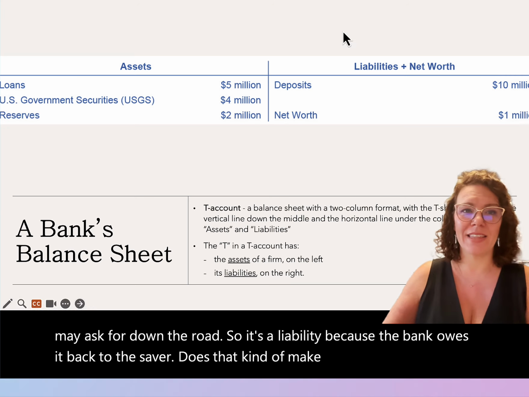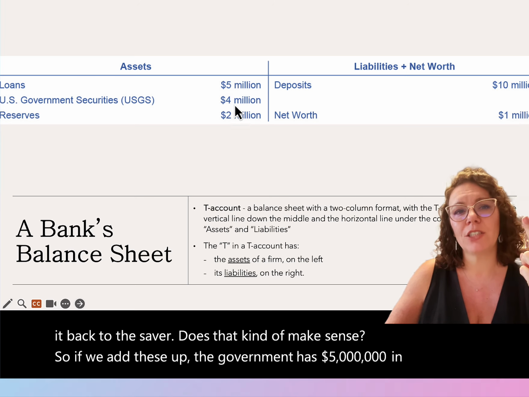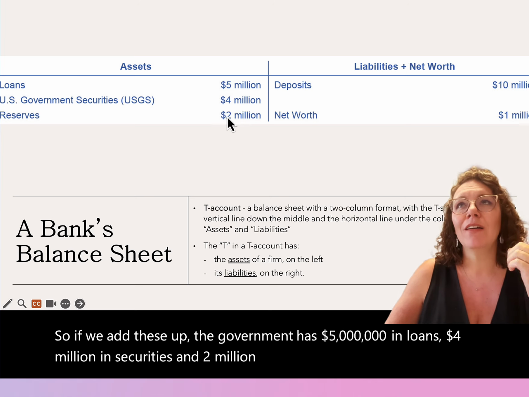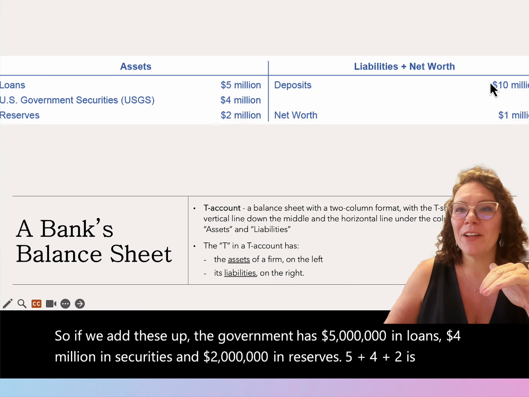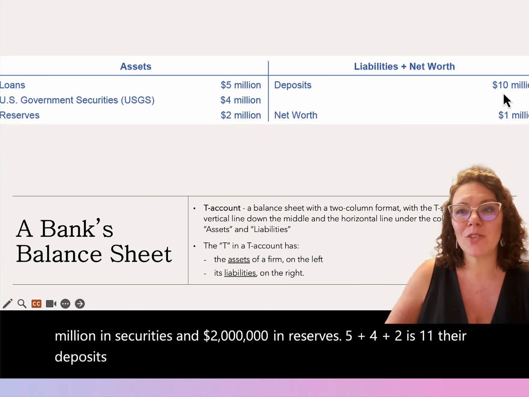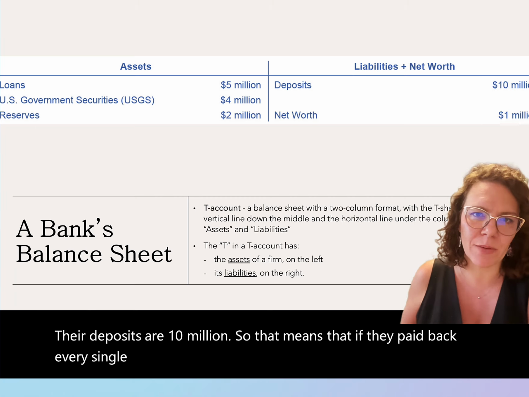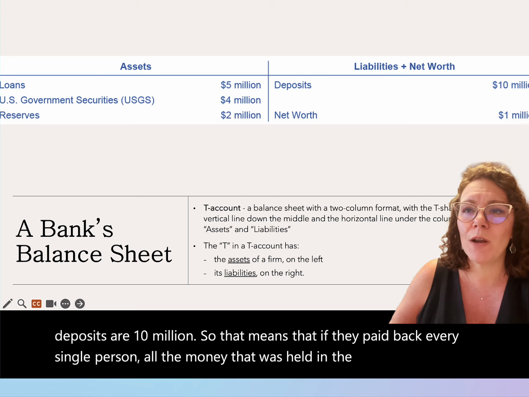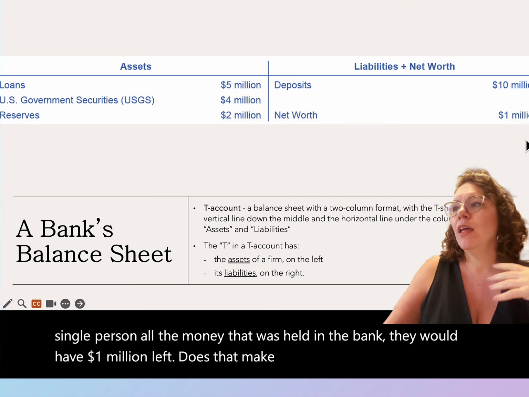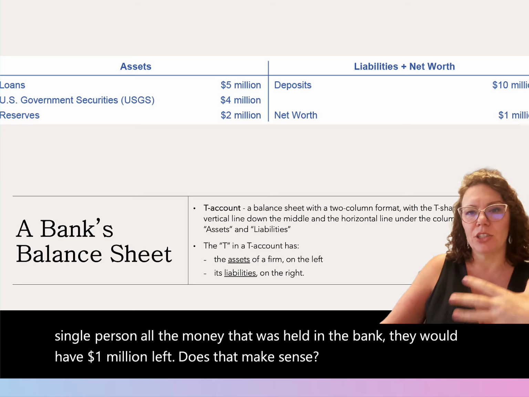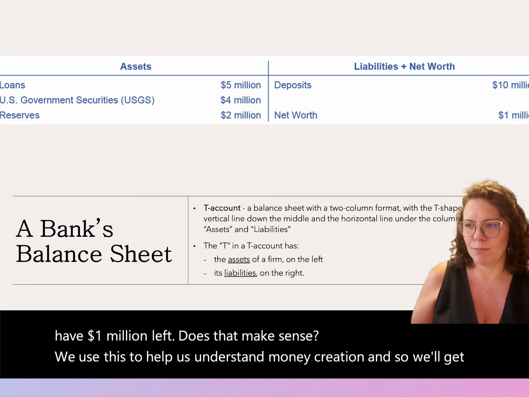So if we add these up, the bank has $5 million in loans, $4 million in securities, and $2 million in reserves. 5 plus 4 plus 2 is 11. Their deposits are 10 million. So that means that if they paid back every single person all the money that was held in the bank, they would have $1 million left. Does that make sense? We use this to help us understand money creation. And so we'll get to why this is important.